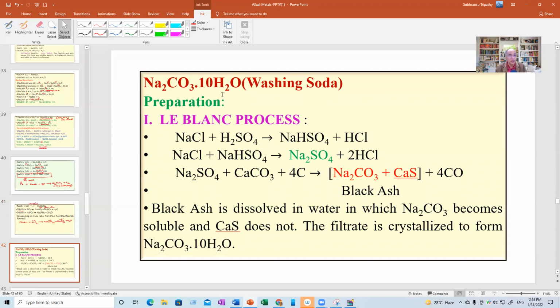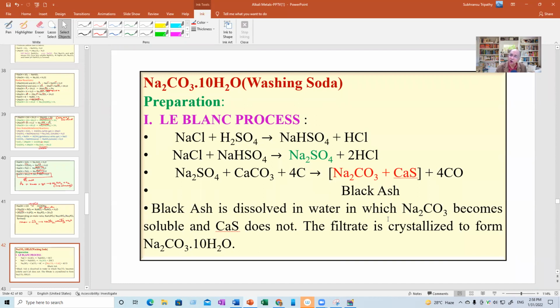Now, sodium carbonate is a crystalline solid. You can crystallize with 10 water molecules. Sodium carbonate decahydrate, that is famously called washing soda. Now, it can be prepared by the Leblanc process, which was a primitive one. Nowadays, the Leblanc process is obsolete. But you must know it, because potassium carbonate is prepared by this method. Not sodium carbonate, but it was earlier, before the ammonia soda process by Solvay came into practice.